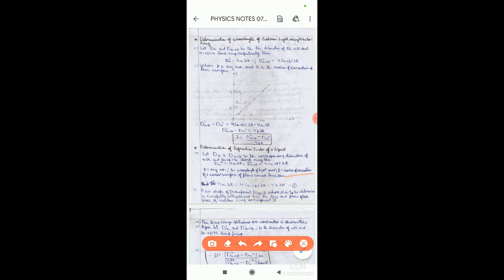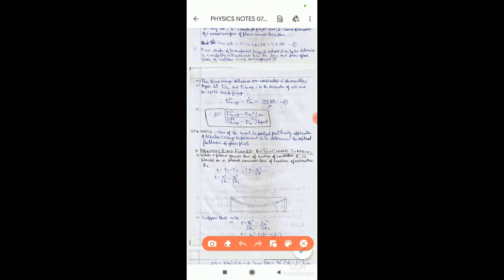Now, a few drops of a transparent liquid, where μ is the refractive index to be determined, is carefully introduced between the lens and the plane glass plate of the Newton's ring experiment, as shown in the figure above. Now, this time the rings obtained are contracted in diameter.